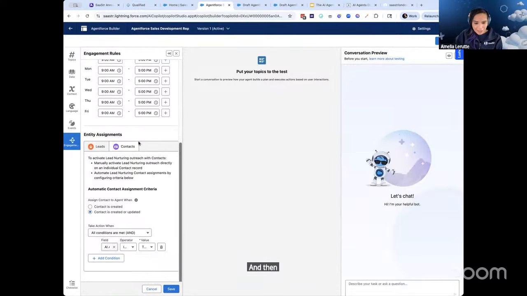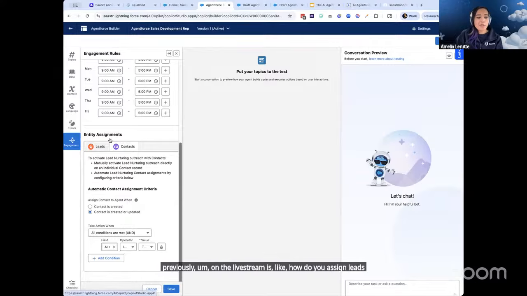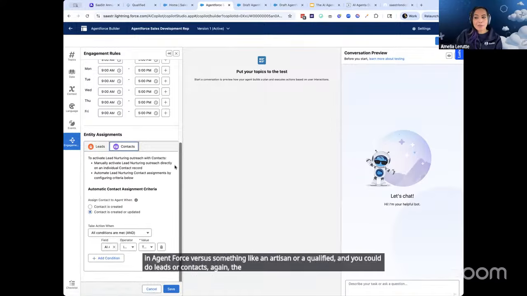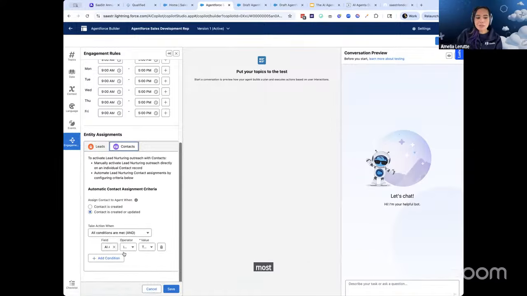And then I know somebody asked this previously on the live stream: how do you assign leads in Agentforce versus something like Artisan or Qualified? You can do leads or contacts, the same way you do for most things in Salesforce. So it's pretty easy. There's an AI agent field here.